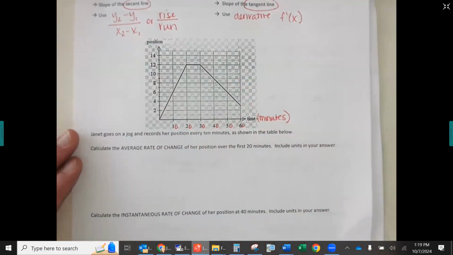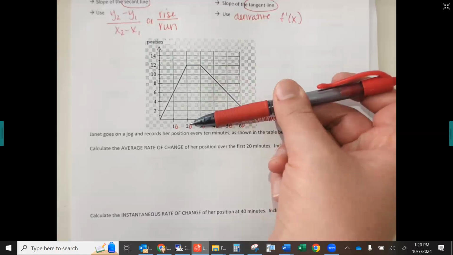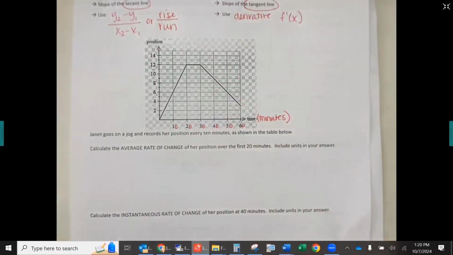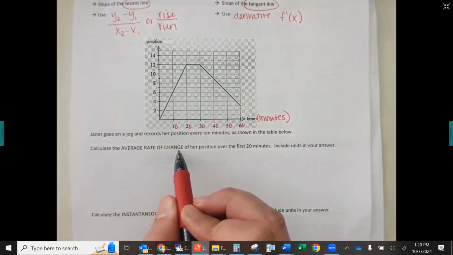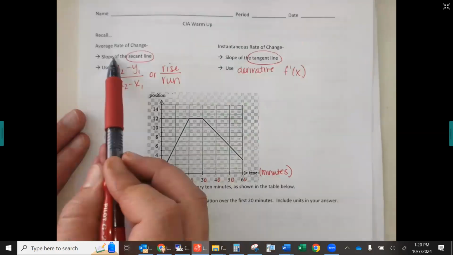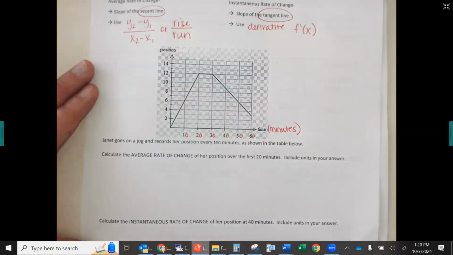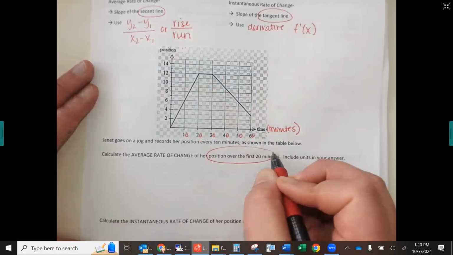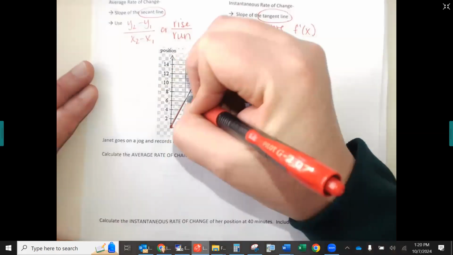Okay, now, apparently Janet is, I don't know, as fast as can be because she did 12 miles in 20 minutes, but just pretend. Okay, it doesn't really make sense, but just pretend. Okay, so it says, calculate the average rate of change of her position over the first 20 minutes. Remember that average rate of change is just slope. So I'm going to calculate the slope for the first 20 minutes. That would be from 0 to 20. That'd be this line segment right here.